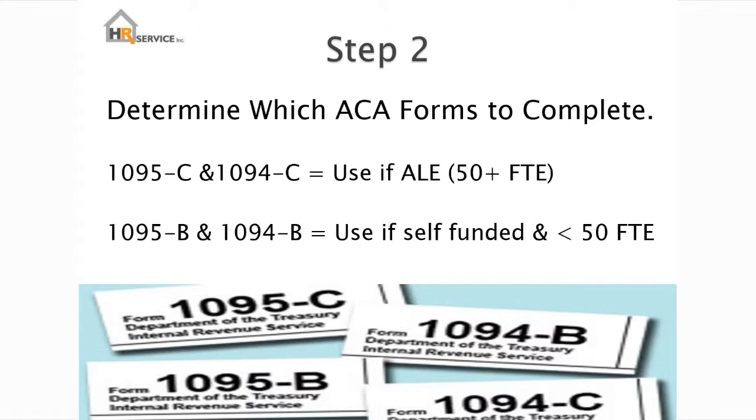All right, step 2, determine which ACA forms to complete. If you are an applicable large employer, use forms 1095C and 1094C. If you offer a self-funded plan and have less than 50 employees, use forms 1095B and 1094B. Now, this discussion on completing forms will focus on 1095C and 1094C, the most common forms.